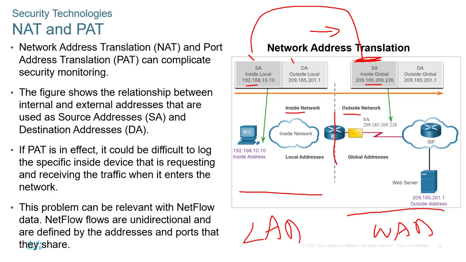So if PAT is in effect, it could be difficult to log specific inside devices unless you're logging the router as well. That means you have to receive the traffic when it enters the network, or log everything on the router so that we can capture the log data. You can also use NetFlow data. NetFlow is unidirectional and defines the addresses and ports that are shared at a given time. NetFlow is another type of logging apparatus on a Cisco device for capturing log data.